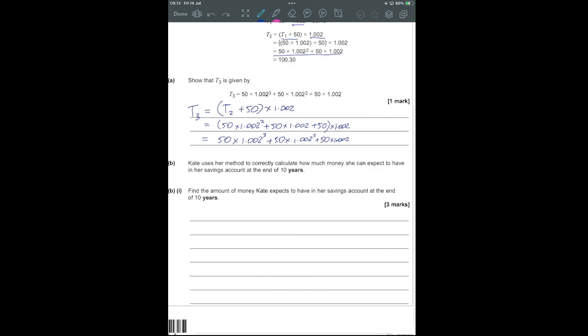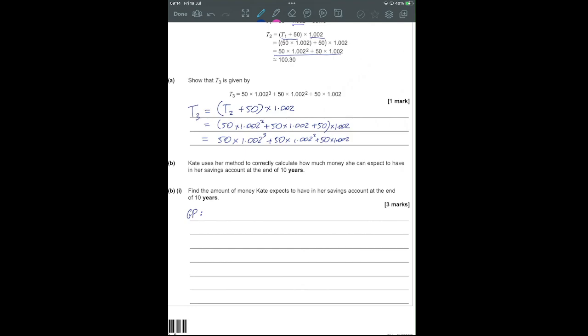Kate uses her method to correctly calculate how much money she can expect to have in her savings account at the end of 10 years. She's using her method, which seems to be a more iterative process. That's quite an unpleasant setup, but you'll notice that each of these terms actually form part of a GP, a geometric progression.